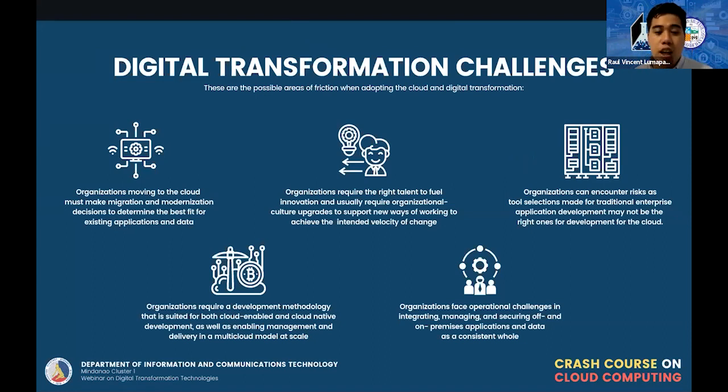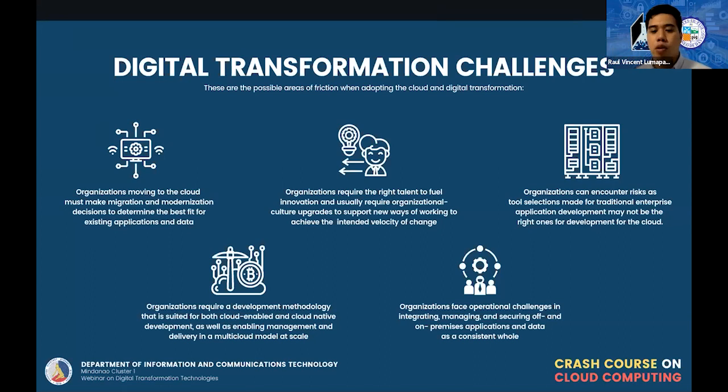Next, organizations require a development methodology that is suited for both cloud-enabled and cloud-native development, as well as enabling management and delivery in a multi-cloud model at scale. So you will need to have a proper plan, a proper methodology that enables both cloud-enabled and cloud-native development, meaning what solutions are to be uploaded online, what solutions should be held locally, what solutions would be given for end users online, and then what would be the solutions for your organization.